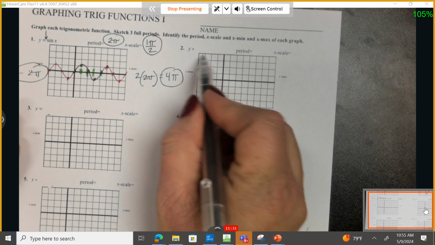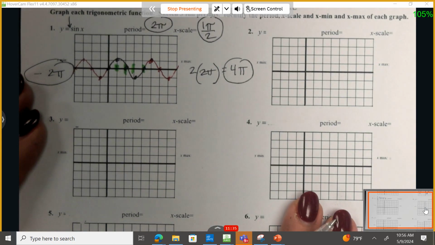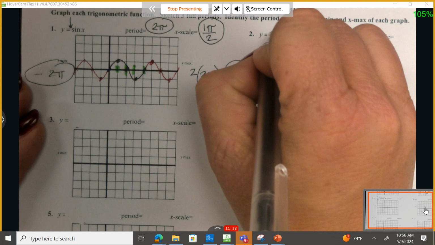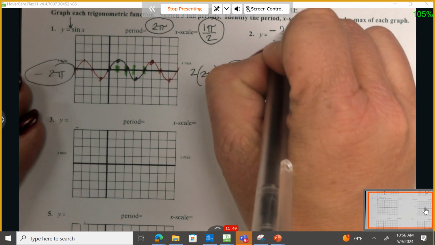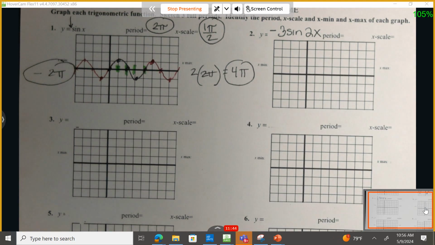I would like you to write in the next equation. Let me zoom in here so you can see this. Okay, I would like you to write in, this is going to be negative 3 sine of 2x. Negative 3 sine of 2x.